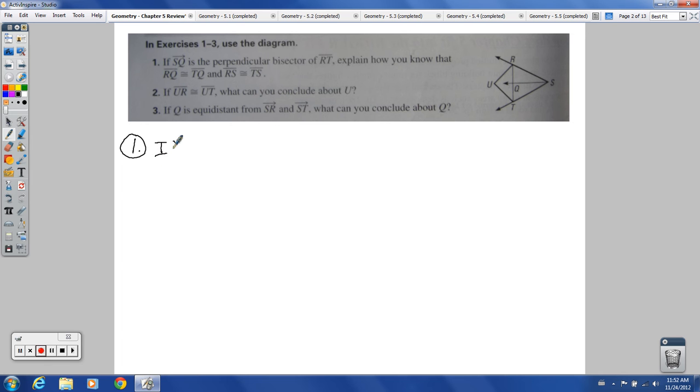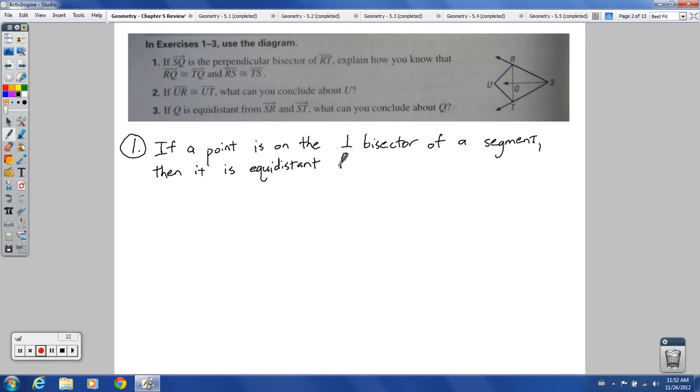So we'll just write it the way the back of the book has it here, though. If a point is on the perpendicular bisector of a segment, then it is equidistant from the endpoints of the segment.